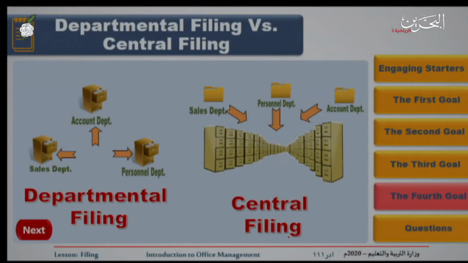All right, moving on to the last objective. We have departmental filing versus central filing. We have two images that show or represent each. Firstly, departmental filing. We have an accounting department, sales department, and personnel department. What does departmental filing mean from the image? It shows that each department has its own filing system and keeps their files in their own department. While central filing, from the name central in the middle, means that all departments keep their files in one central location.